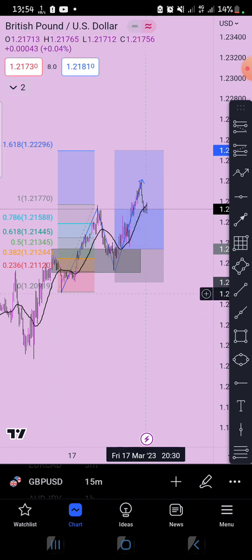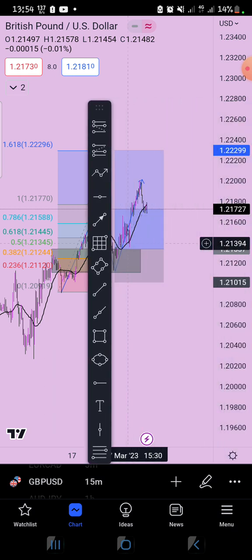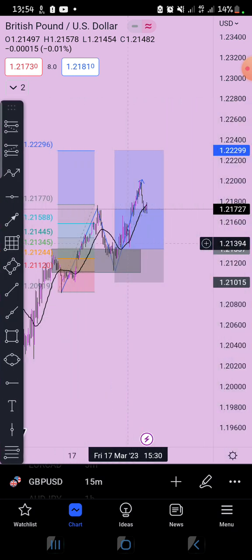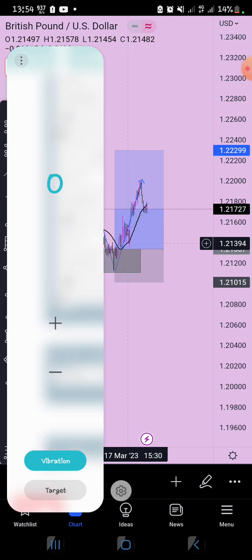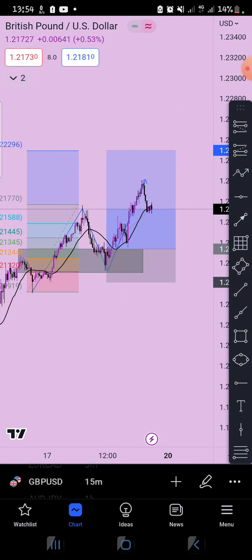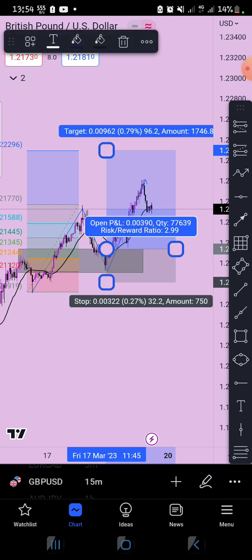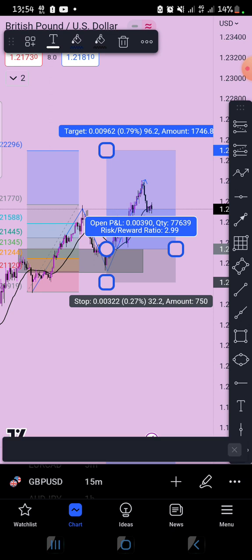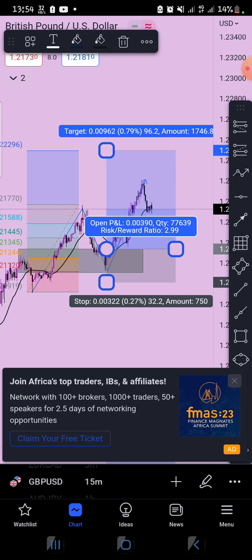So my take profit will be at 1.2229, that's where my take profit will be, and my stop loss over there. And by doing that, I'll have gotten a good risk reward ratio of 1 to almost 3. Yeah, so using Fibonacci retracement and extension tool is very meaningful because you'll get good risk reward ratios, and the entry points will be perfect.